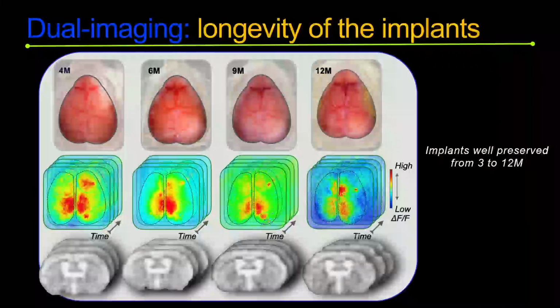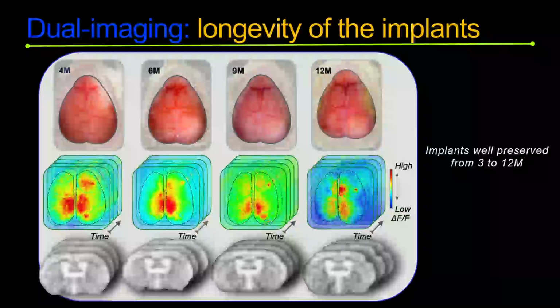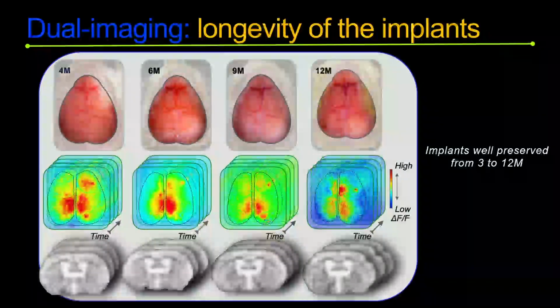So here I just show you that through our implants and the dual imaging system, we were able to acquire data for over 9 months of lifespan of the animals. We implanted them at 3 months, and we imaged them at 4, 6, 9, and 12 months. And I was quite pleased to see that the implants held very well, and no implants got detached in this process. And we had stable calcium and fMRI data across all sessions.